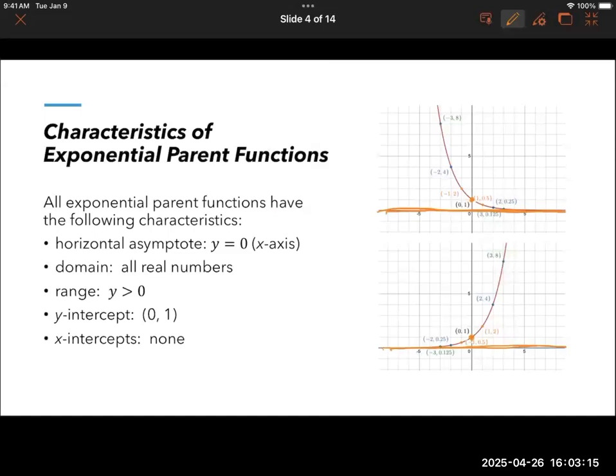And there will be no x-intercepts because, again, the x-axis is our asymptote. We never get to the asymptote. We never actually cross it. It is not possible to get 0 as an answer for our y value, and so there are no x-intercepts with exponential parent functions.